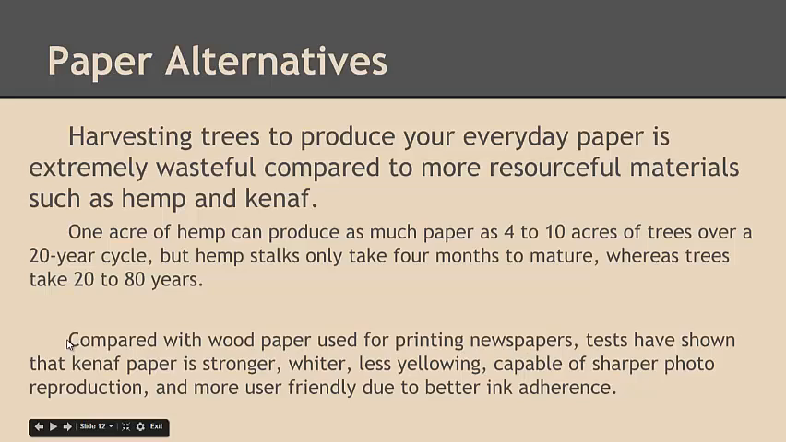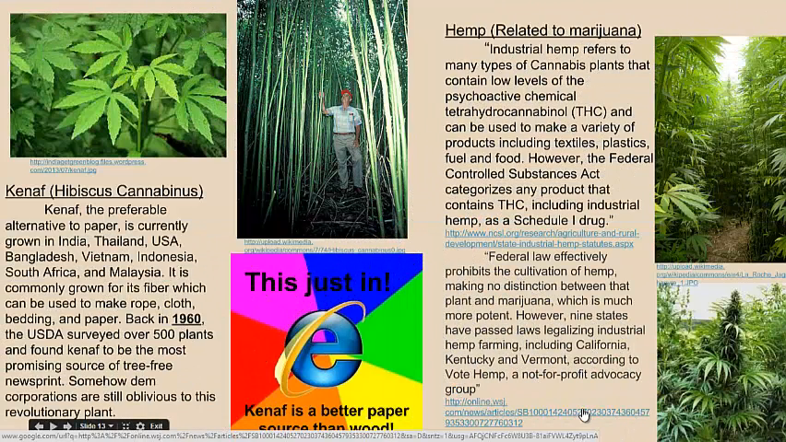Another better alternative resource is kenaf. Kenaf is much better because tests have shown that it is stronger, wider, less yellowing, capable of sharper photo reproduction, and more user-friendly due to better ink adherence. Okay, here are the two alternatives for paper, kenaf and hemp.